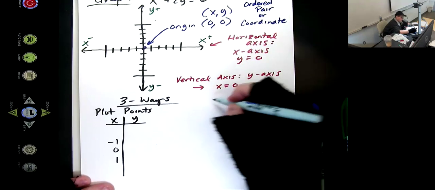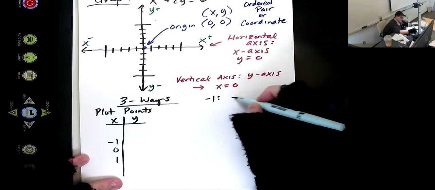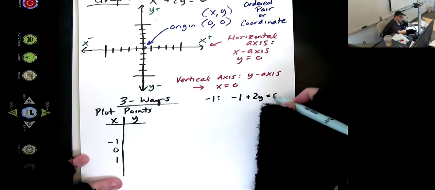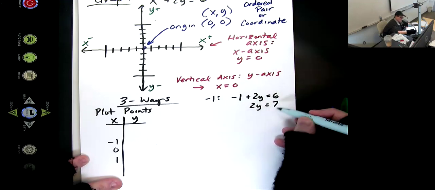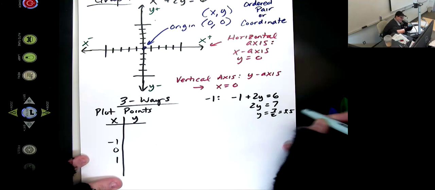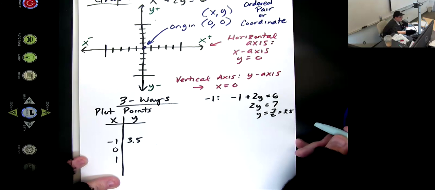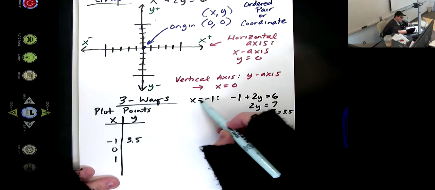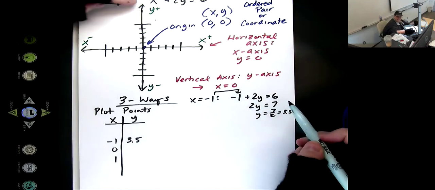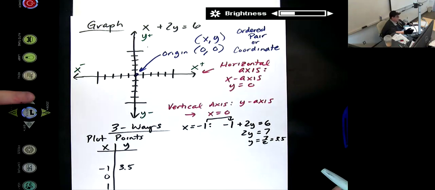So let's do the math over here. If I do x equals -1, I've got -1 plus 2y equals 6. I add the 1 to both sides, I get 2y equals 7. And I get y equals 7/2, which is 3.5. That's kind of crappy. So what I did is this was x equals -1, and I replaced it for the x value in the equation. Everyone good with that?